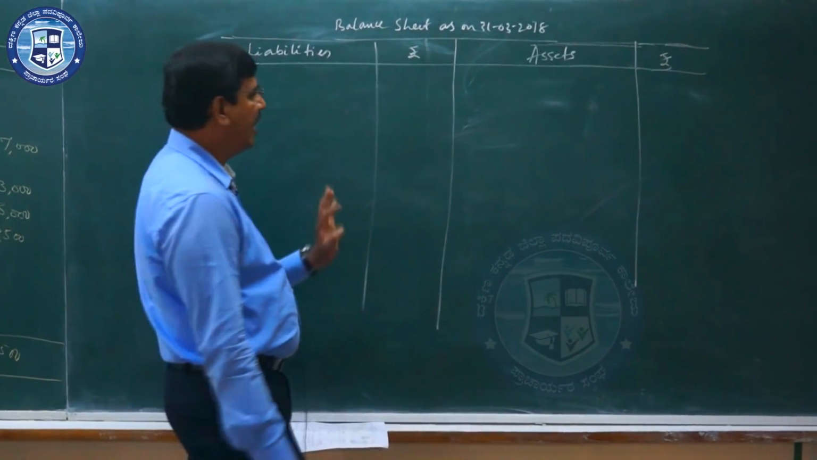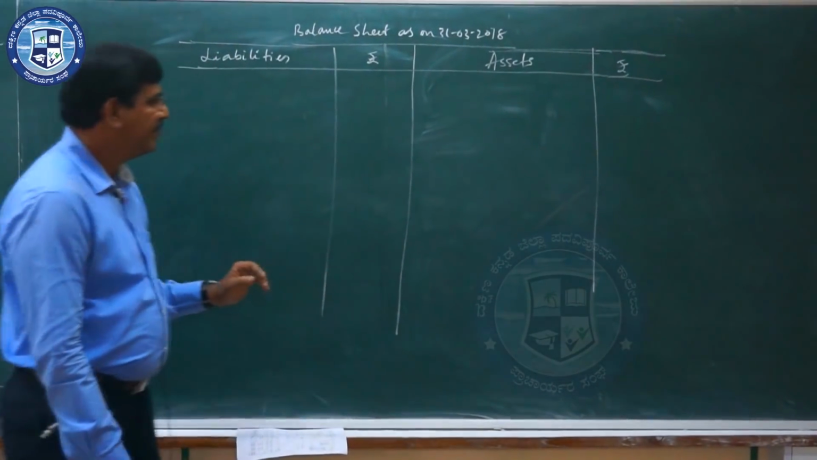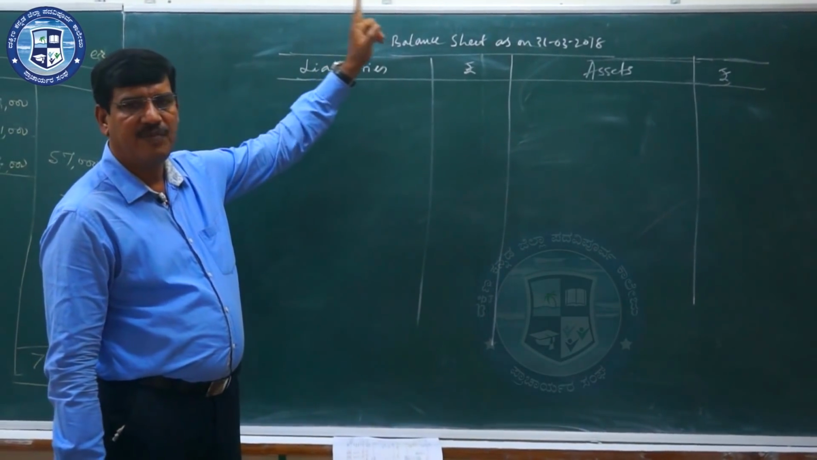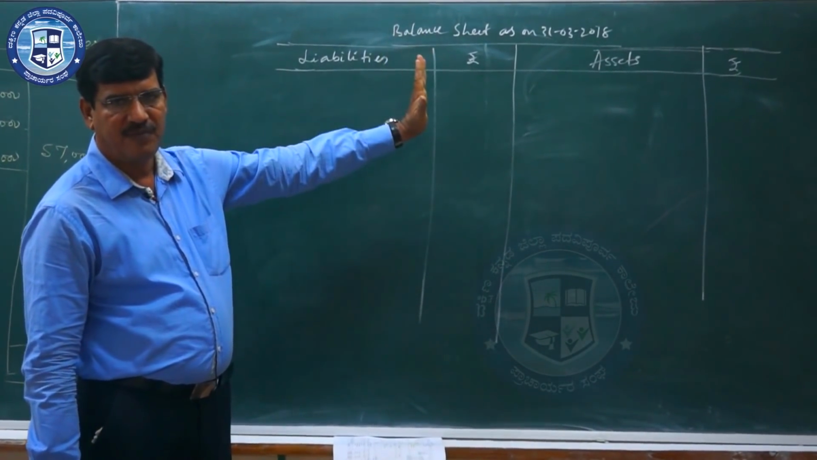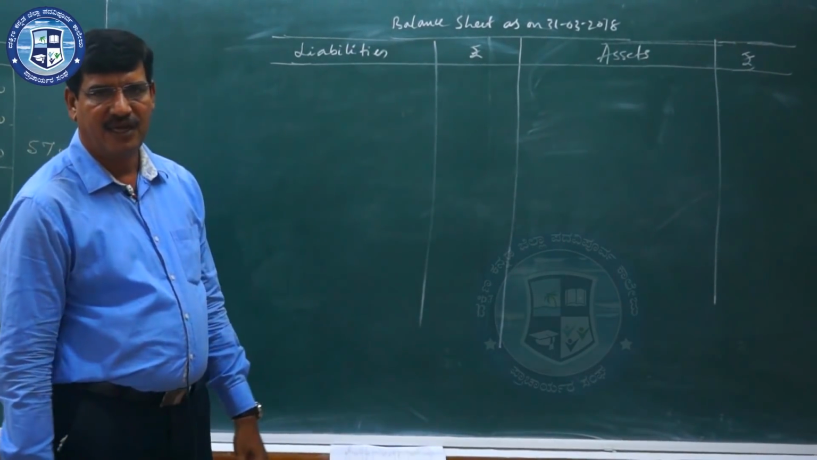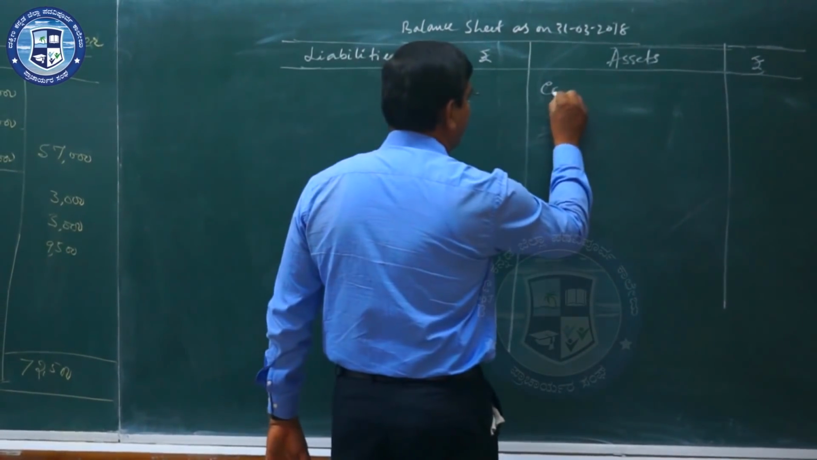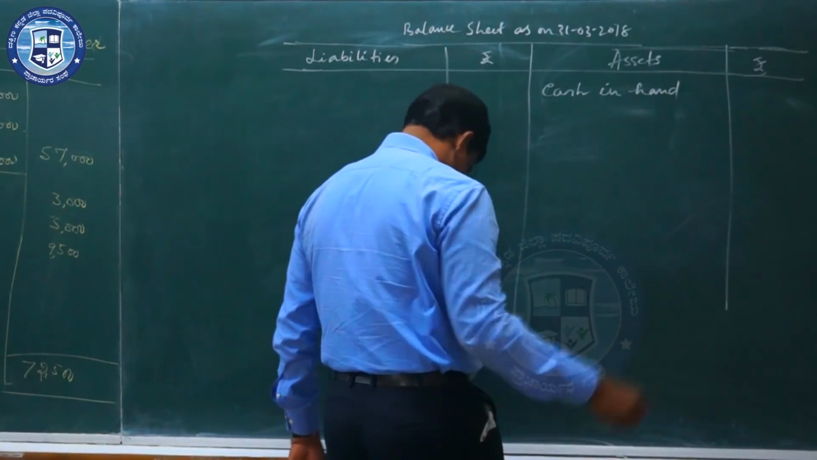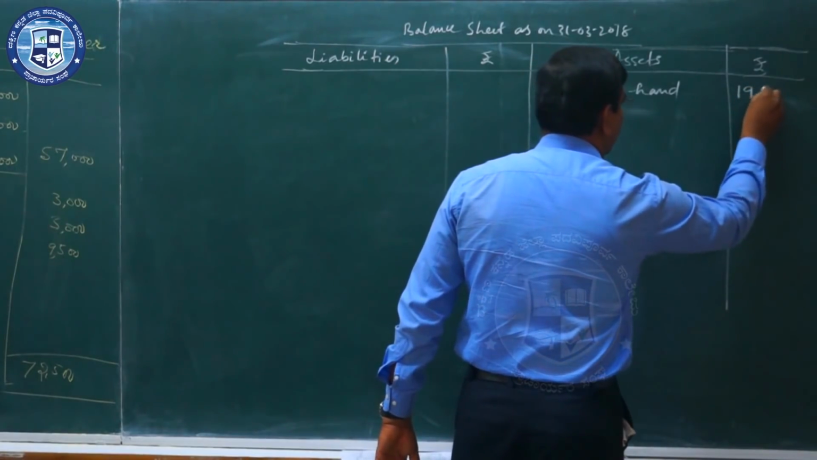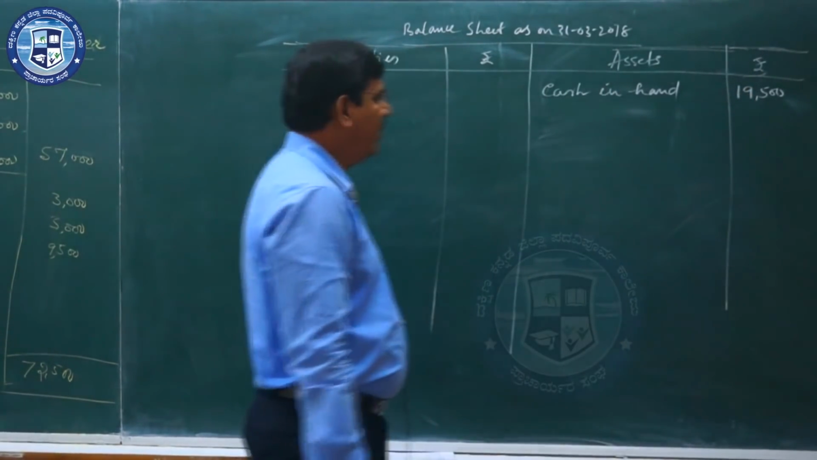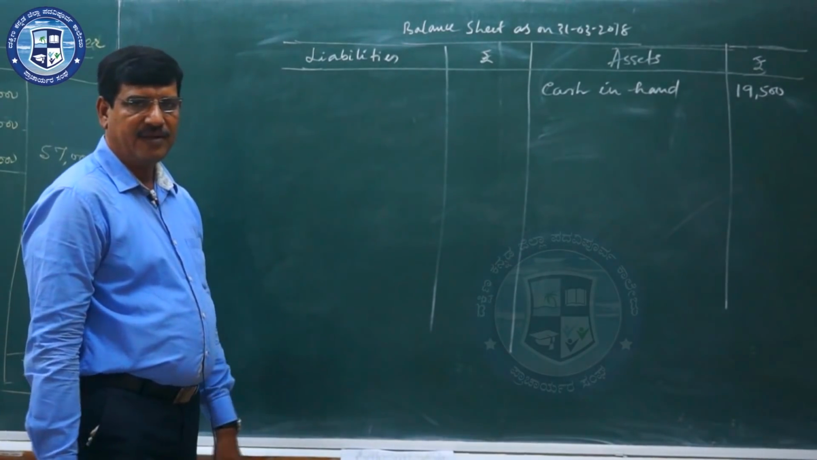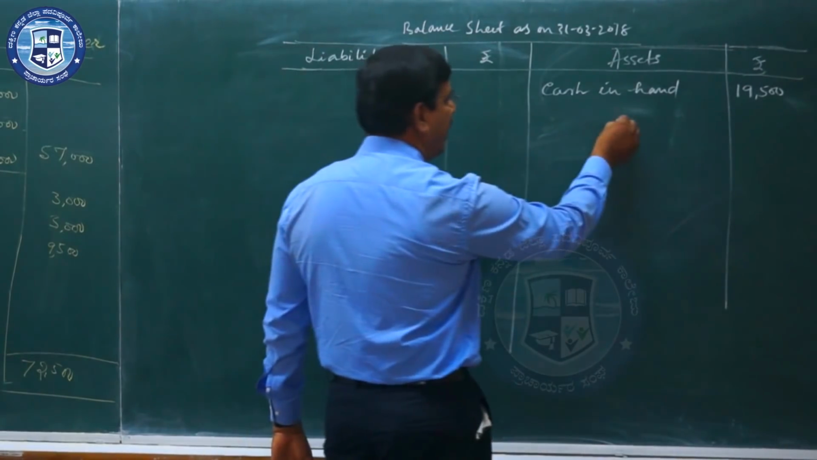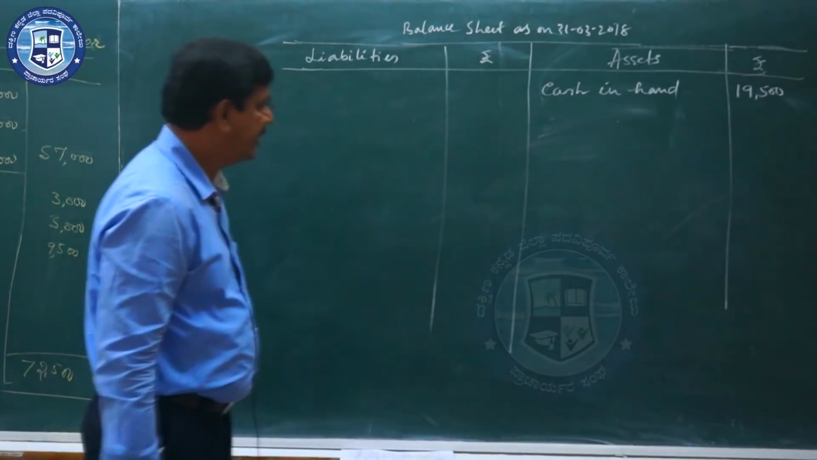First of all, you have to write cash in hand or cash at bank. From where do you get the cash in hand? When you refer to the receipts and payments account, at the end you have the balance carried down. So it has to be entered in the balance sheet as cash in hand. The amount is 19,500. When you see the cash at bank in the receipts and payments account at the end, then also you have to write cash at bank on the asset side of the balance sheet.